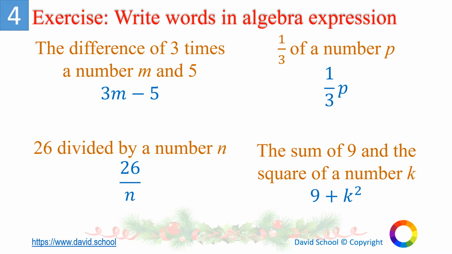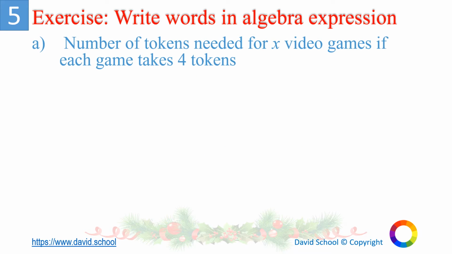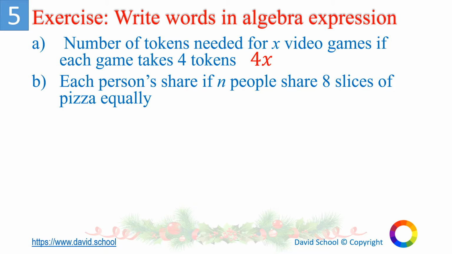Let us see some more exercises. Number of tokens needed for x video games if each game takes 4 tokens. Each person's share if n people share 8 slices of pizza equally. It's 8 by n.